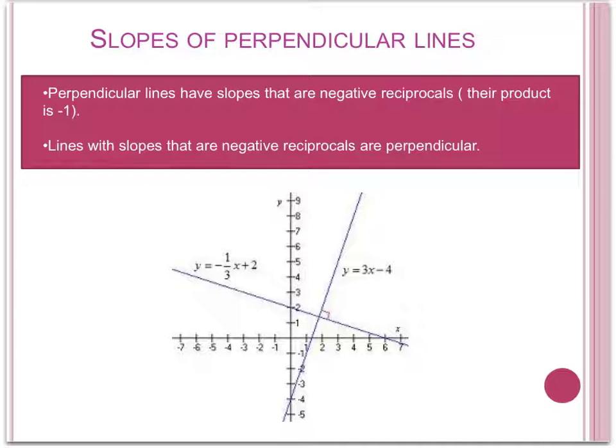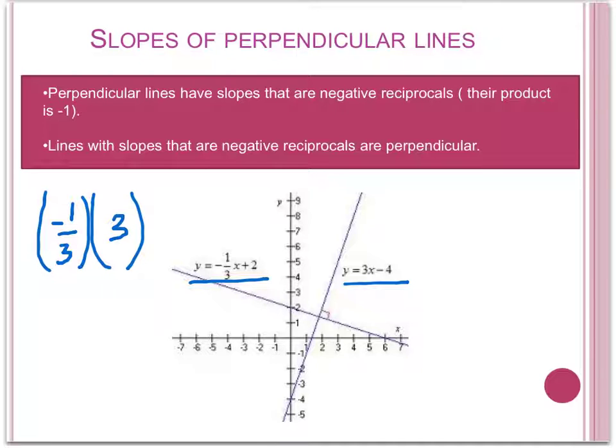For the example below, we see that the slope of the first equation is negative 1/3. And the slope for the second equation is 3. To find whether these 2 lines are perpendicular, we multiply their slopes. Negative 1/3 times 3 is negative 3/3, which is equal to negative 1. Therefore, we know these 2 lines are perpendicular.